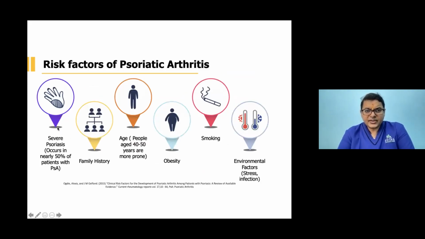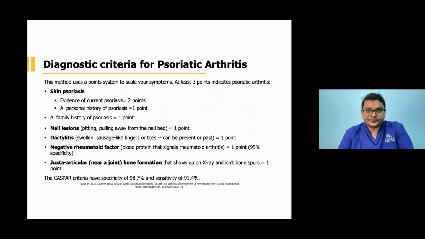So if you have psoriasis, you have a 50% risk if anybody in the family has it, that is first degree relatives or second degree relatives, that can cause gene penetration in you also. Generally, 40 to 50 years are more prone. Obese people are more prone. Smokers are more prone. Extreme degree of stress, either physical or emotional, makes you more prone.